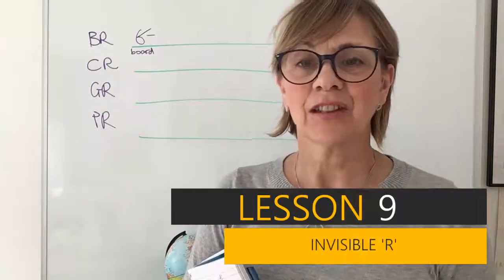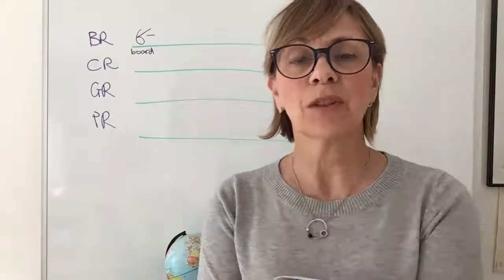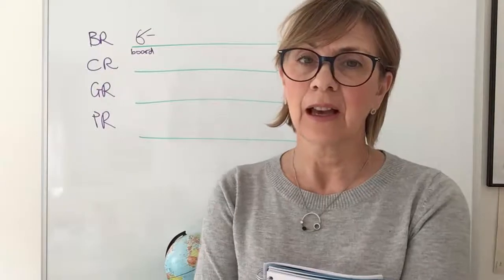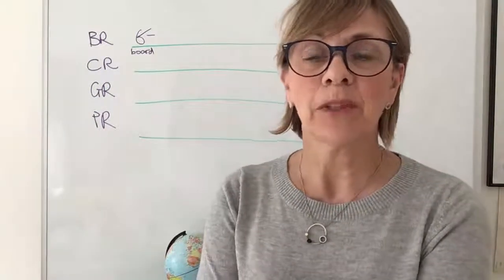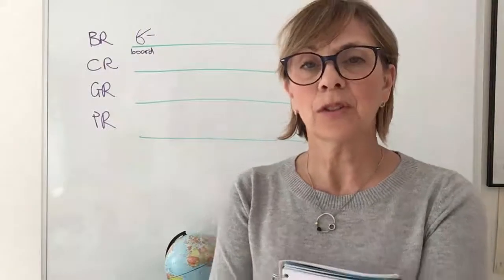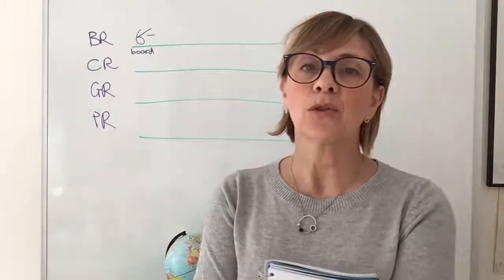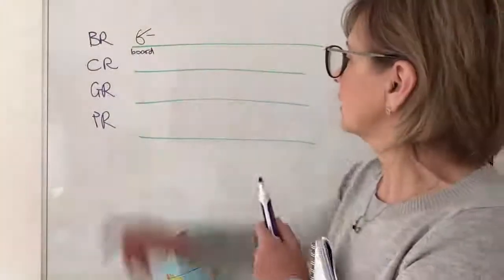This lesson is the last video for lesson 9 and it deals with invisible R. So you've already had it for doubling and now we're going to intersect letters that can't be doubled. But it's not only for ease of writing as it is with doubling, it's also ease of reading. I'll show you what I mean.